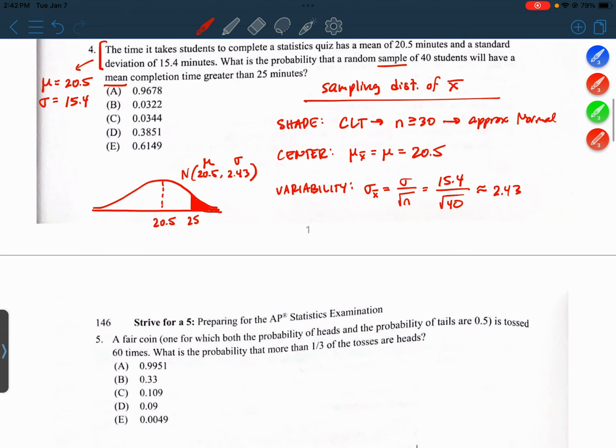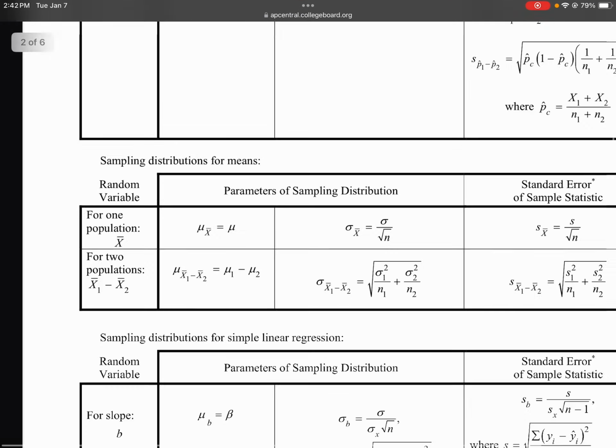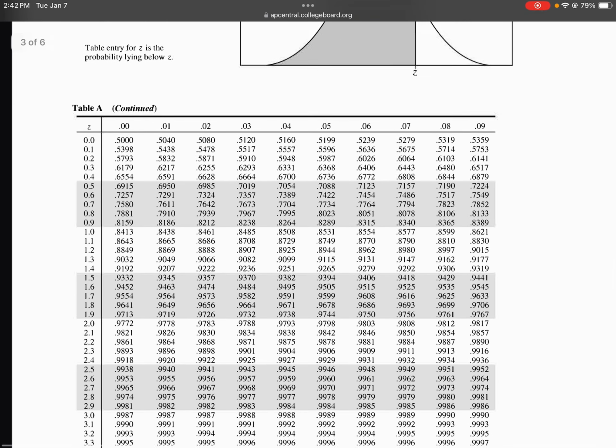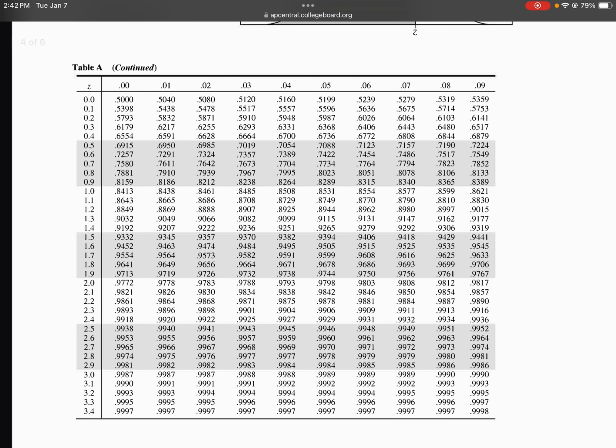There's a couple ways we could approach this. I like to standardize or find the z-score. So take the value minus the mean, divide by the standard deviation, and that's going to give us 25 minus 20.5 over 2.43. I got 1.85. And then now we can go to table A and figure out the area in that right tail. So 1.85 is right here.